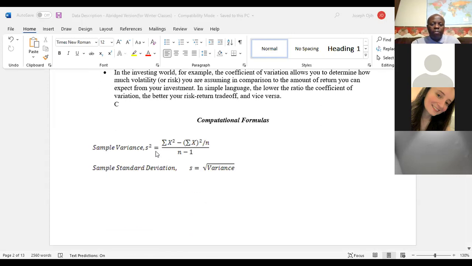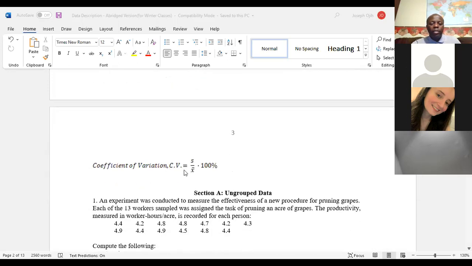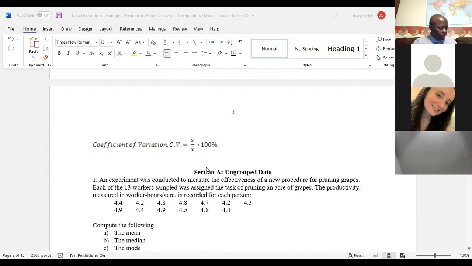So now here is the computation formula for variance: sum of x squared minus (sum of x) squared over n, divided by n minus 1. And for standard deviation, square root of variance. Now I must say this, in statistics we have many formulas. The variance can have up to 3 different formulas, and the same with the mean. So I recommend that you stick to the one we use in the classroom so that you don't get confused, okay? Now, the coefficient of variation, the formula is standard deviation divided by the mean times 100. Now, we're ready to do an example.